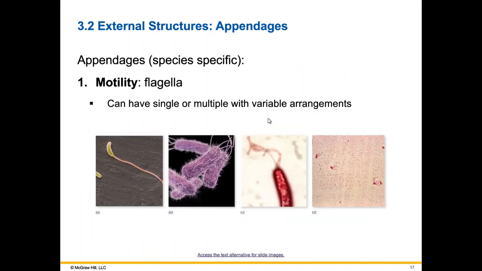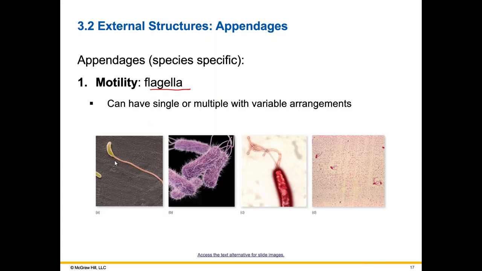All right. So our next section discusses external structures. So we're going to talk about the things that can exist on bacteria on the outside of them. And namely, these are called appendages, and there's different types of appendages. We'll start with the first one that's on the screen, which is flagella. So flagella are essentially these long whip-like tails.